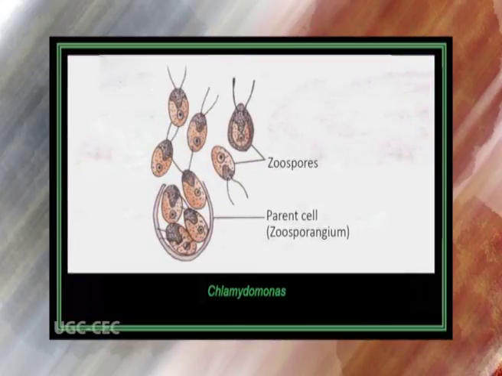Each daughter cell develops a cell wall, two flagella and transforms into a zoospore. The zoospores are liberated from the parent cell or zoosporangium by gelatinization or rupture of cell wall. The zoospores are identical to parent cell in structure but smaller in size. They simply enlarge to become mature. Under favorable conditions, the formation of zoospores can take place every 24 hours.